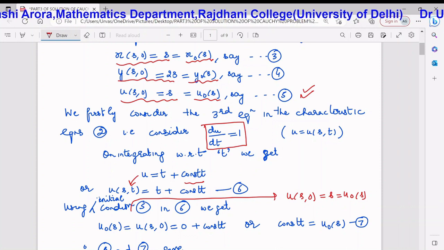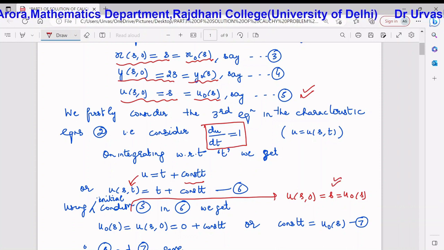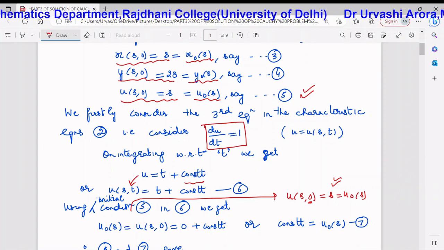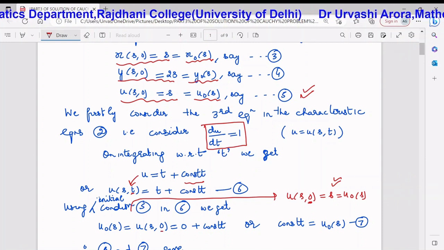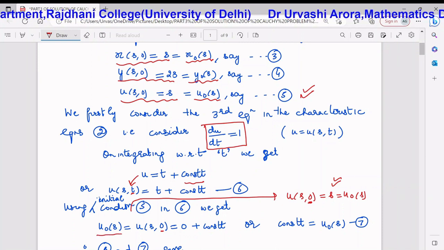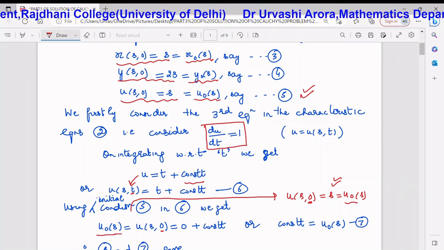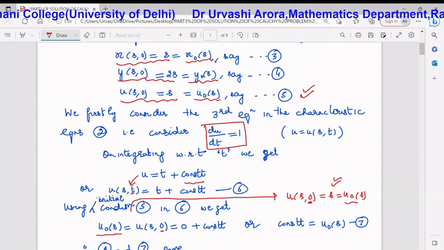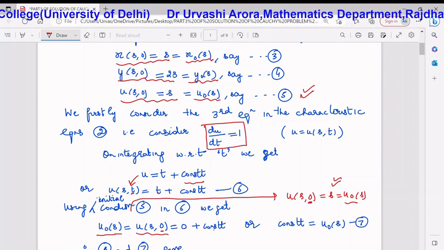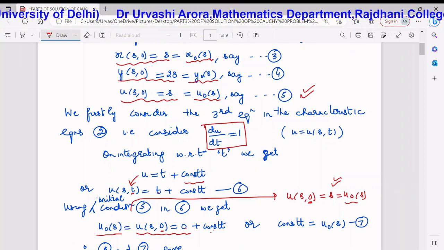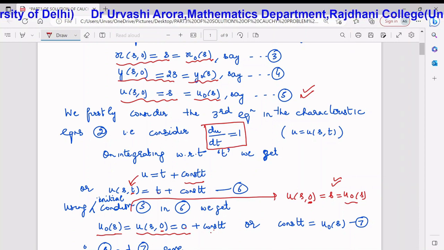For using this particular initial condition, you need to put t is equal to 0 wherever t comes. So u(s,0) stands for u naught s, and the right hand side becomes 0 plus constant. So the value of the arbitrary constant comes out to be u naught s. This we have marked as 7.